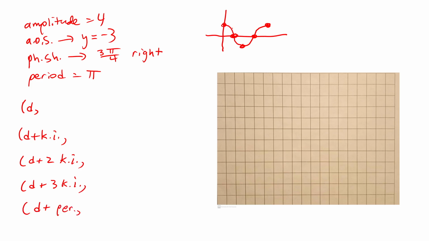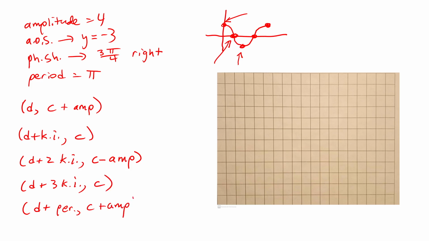Okay. Now, looking at this, we see that the first point is actually not on the axis of symmetry. It's one amplitude above the axis of symmetry. So the y-coordinate of that is going to be c plus an amplitude. The second point is actually on the axis of symmetry. Look at that, right on there. The third point is at the minimum. That's going to be the axis of symmetry minus an amplitude, c minus an amplitude. The fourth point's back on the axis of symmetry, and the fifth point is back where we started, one amplitude above the axis of symmetry.